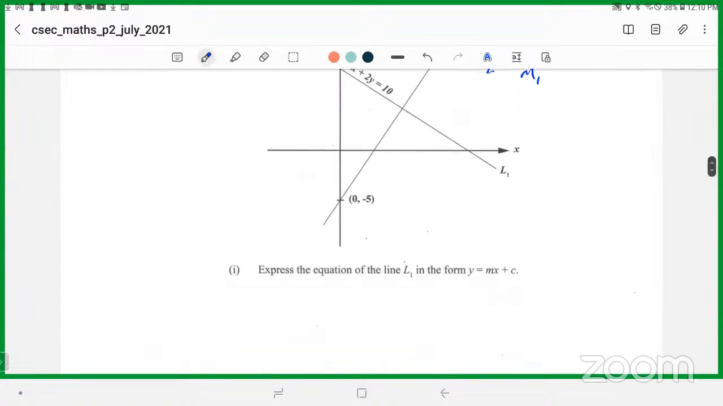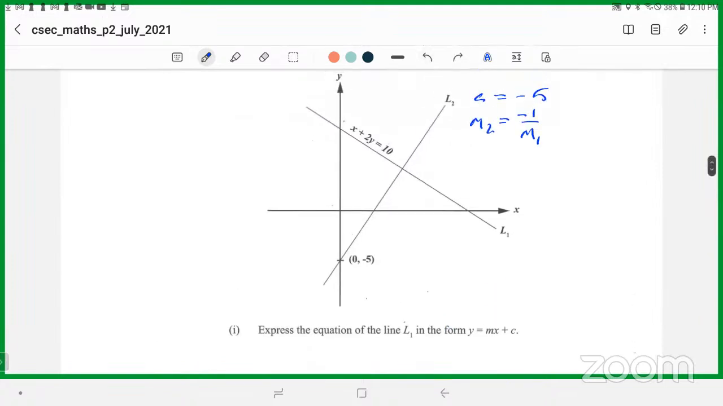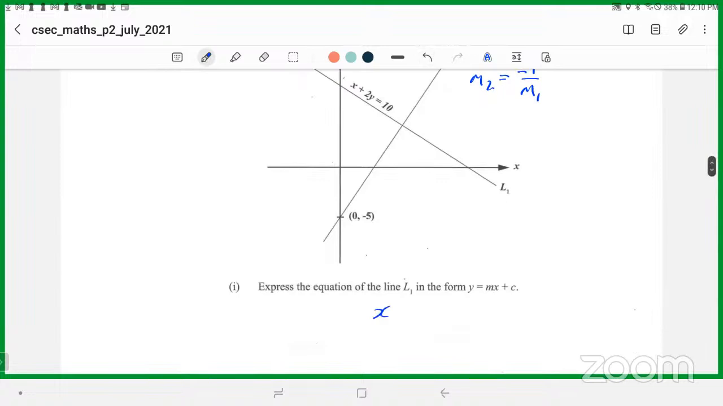So the first thing they want us to do is express the line 1 equation in the form y equals mx plus c. It's the line 1 equation here, because they want us to be able to pull off the gradient from it and the y-axis intercept. So this is the line 1 equation. I want to make y the subject. So let's look at it. We have x plus 2y equals 10. First thing I'm going to do is transpose the x. When I transpose the x, it becomes 2y equals -x plus 10.